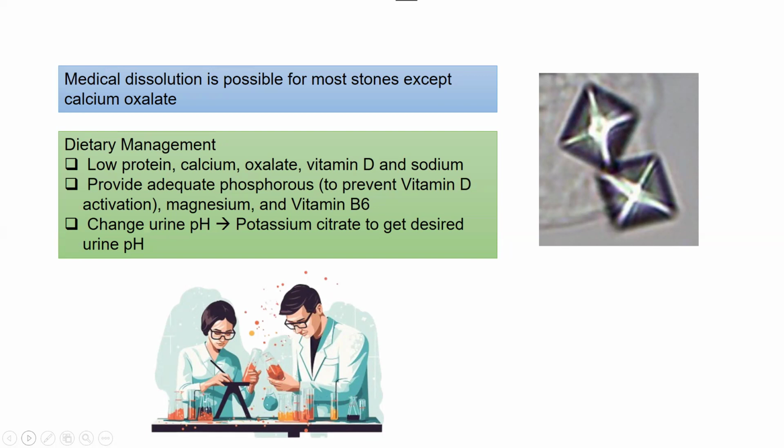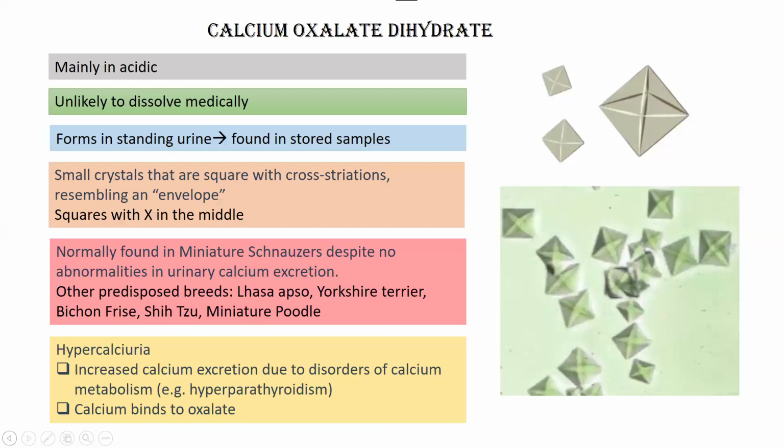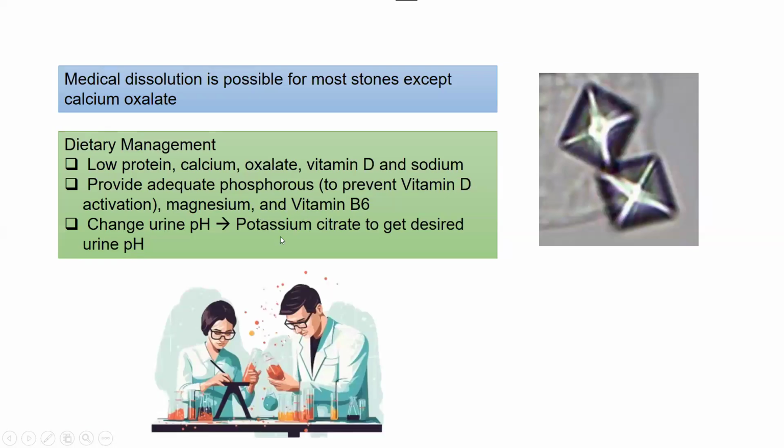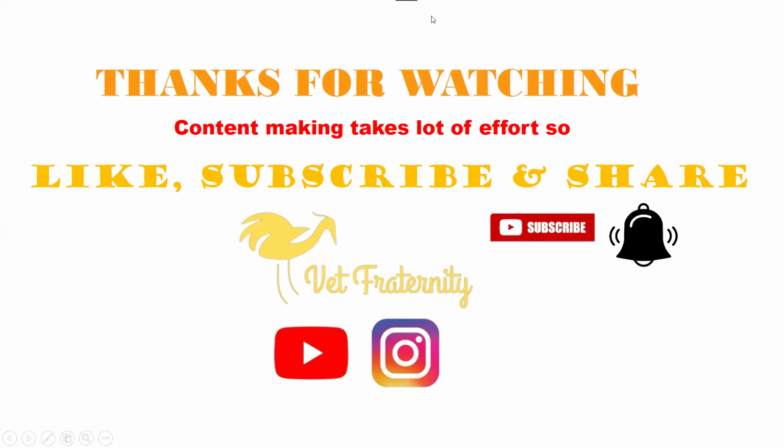Then change the urine pH, because we have seen in the previous slide that they are mainly formed in acidic urine. So you can change the urine pH from acidic to basic, and for that you can feed potassium citrate to the animal to get the desired urine pH, and in this way you can prevent calcium oxalate crystals. So this was all about calcium oxalate dihydrate. In the next video we will talk about calcium oxalate monohydrate crystals.